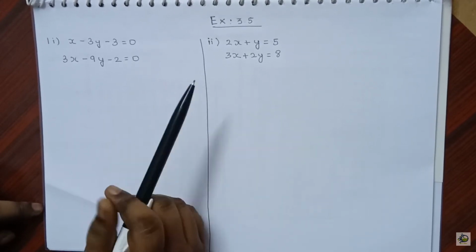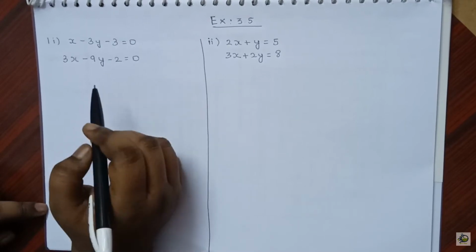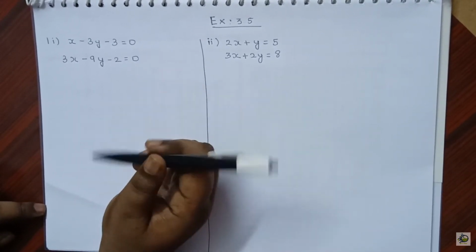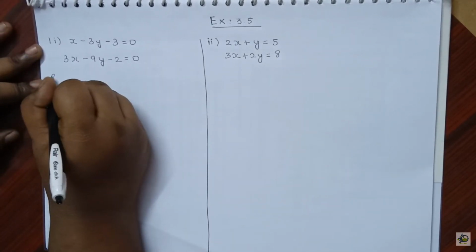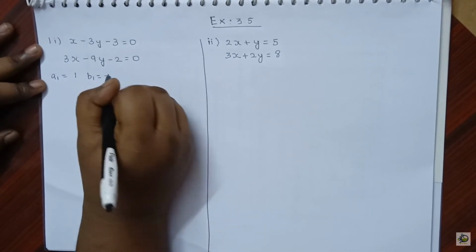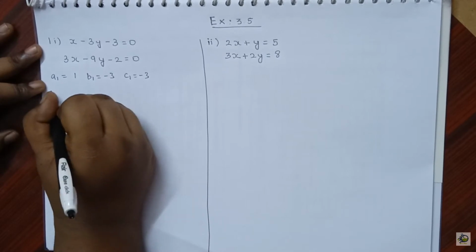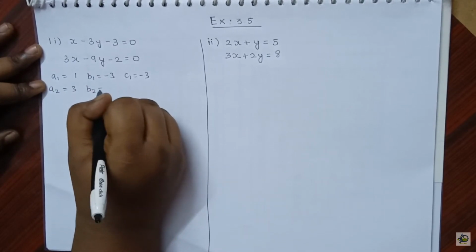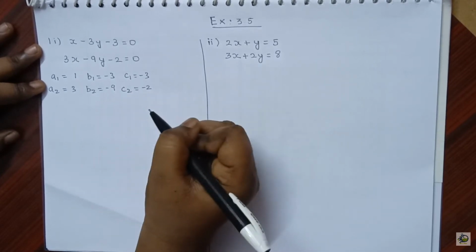values. Okay, let's start. First, initially, we have to check whether the given two equations have a unique solution, infinitely many solutions, or no solutions. For that, let us consider a1 as 1, b1 is minus 3 and c1 is minus 3. Then a2 is 3, b2 is minus 9, c2 is minus 2.